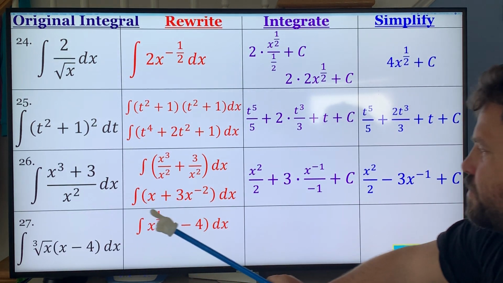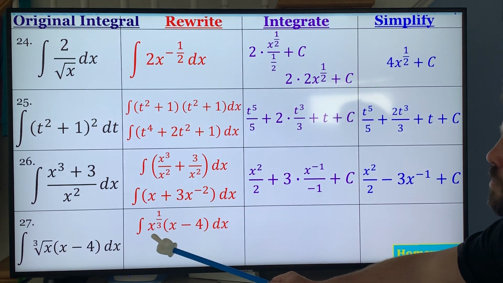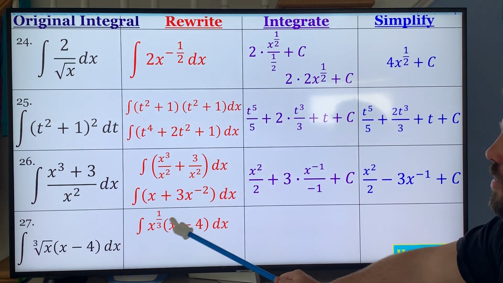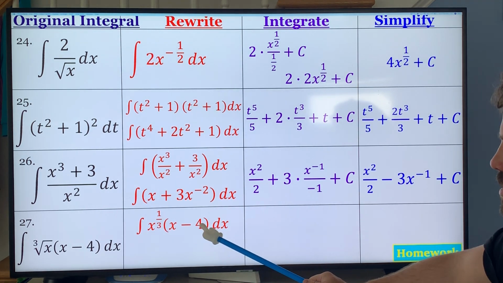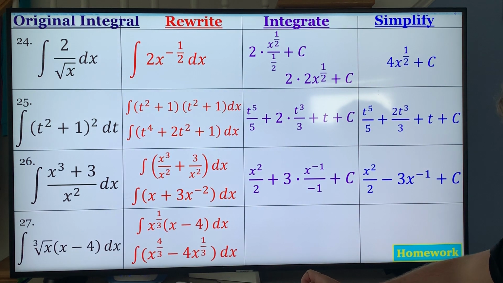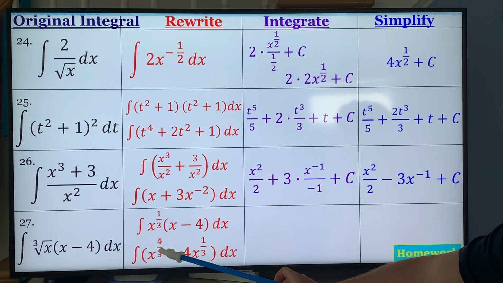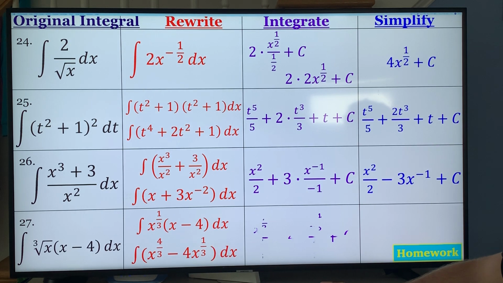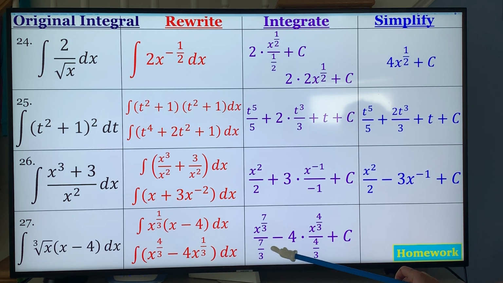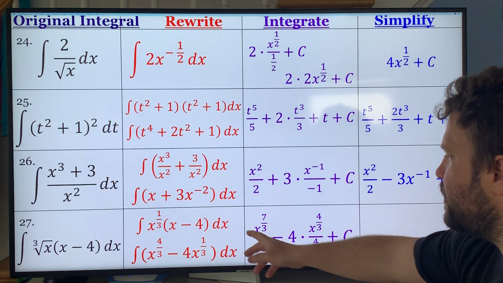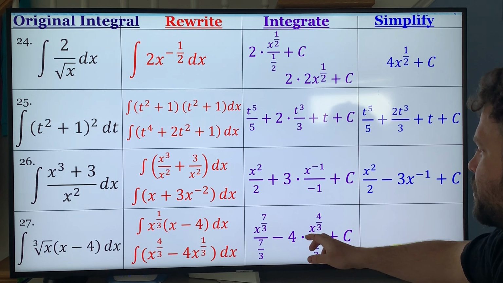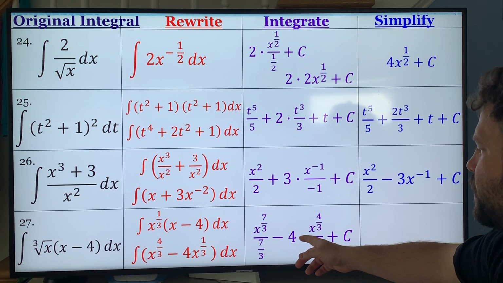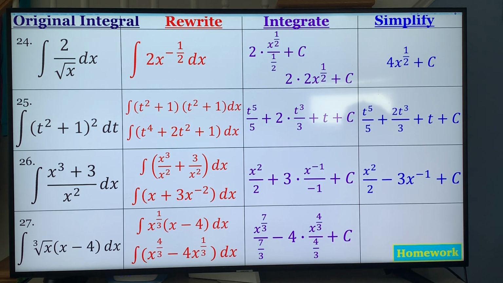All right. Problem 23. X to the 1/3 times x minus 4. 1 plus 1/3, 3 over 3 plus 1 over 3 is 4 over 3, and this just becomes minus 4x to the 1/3. 4 over 3 plus 1 is 4 over 3 plus 3 over 3, which is 7 over 3. So x to the 7/3 over 7/3 minus 4x to the 4/3 over 4/3. This becomes 3 over 7. This becomes 4 times 3/4, which is 12 over 4, which is 3.